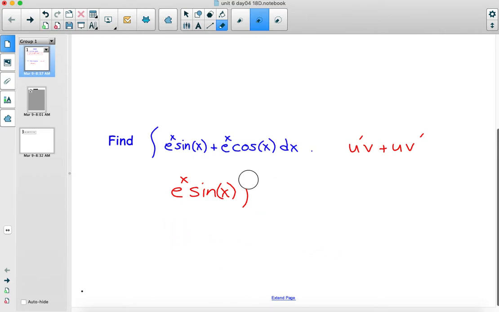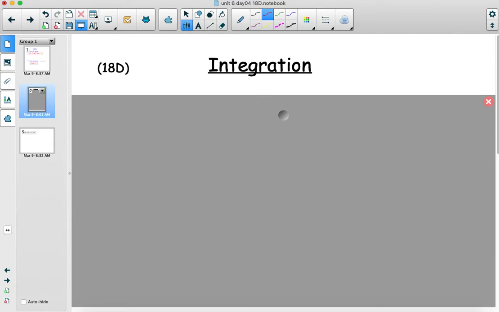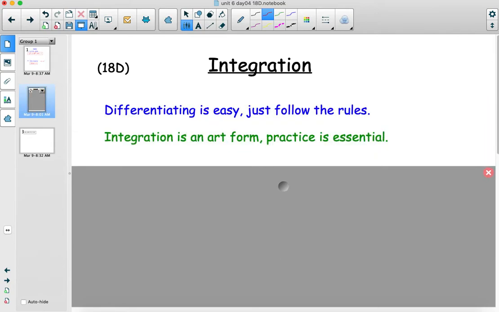So I know this gets frustrating at times, plus any constant, because it seems like there's no certain way we approach these problems. And so that leads us to the main idea I want you to remember about integrals.